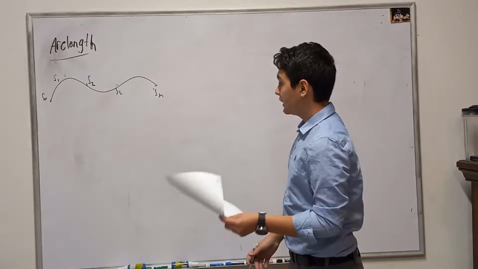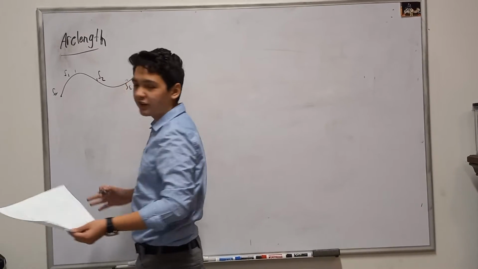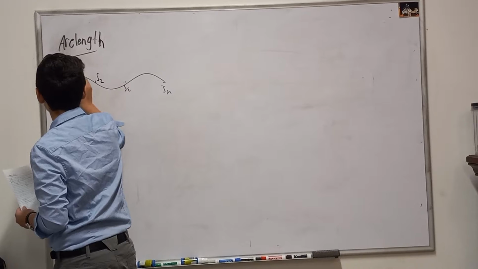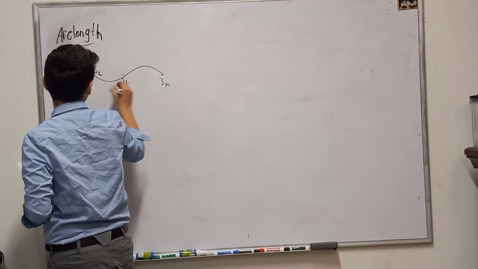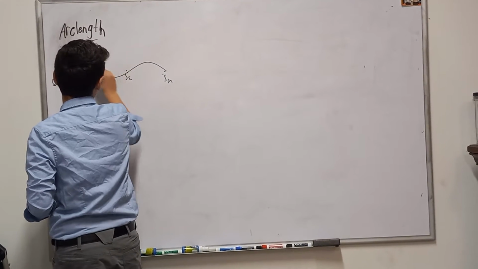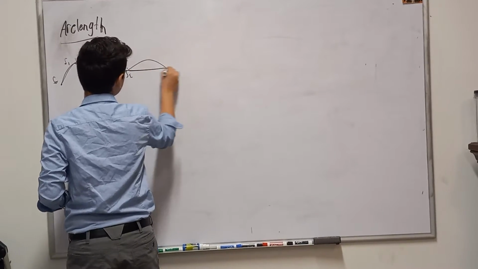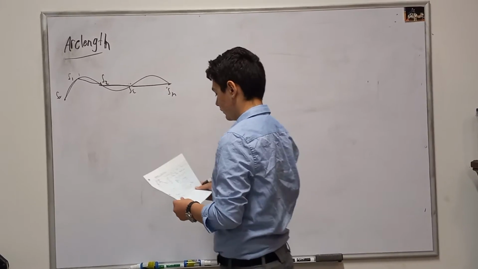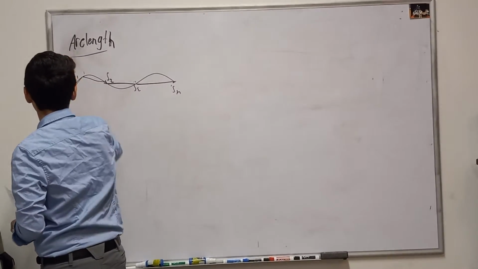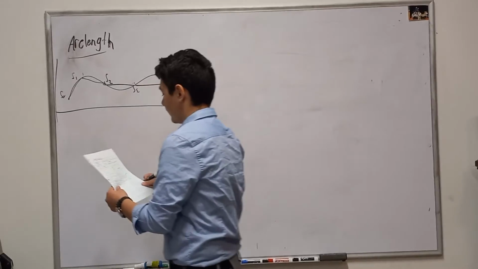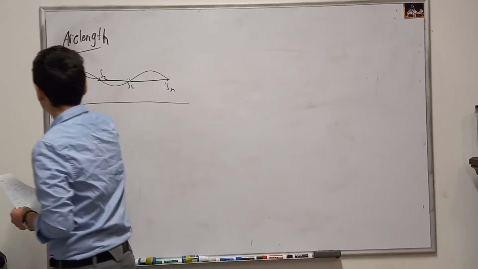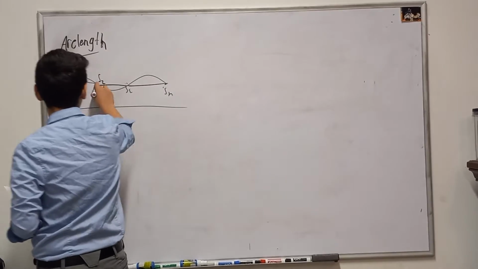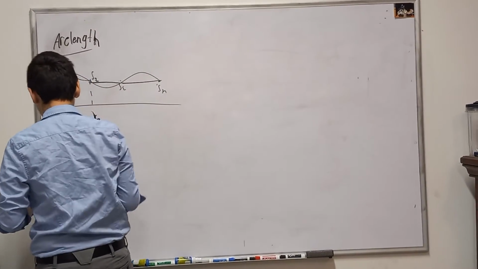Now what we can do is approximate it by drawing lines from each point. So we can draw lines, right? Now we can label this. Let's draw our little axis. So we can write S0 is a, S1 is x1, x2, and so on and so forth.